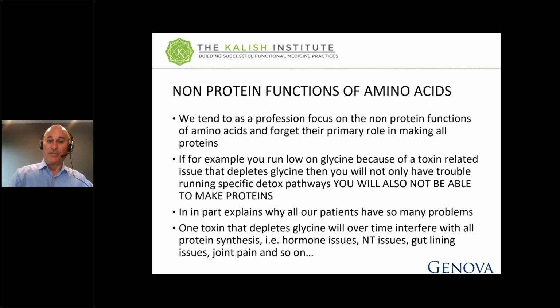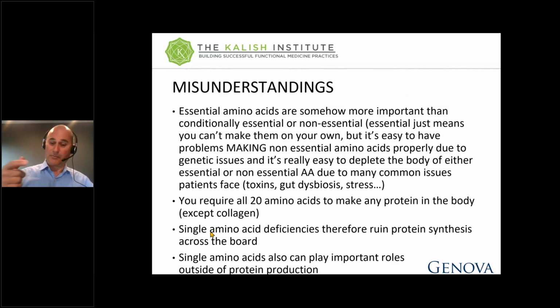And so then that one deficient amino acid, glycine or tryptophan or whatever it is, could over time interfere and cause problems with hormones, problems with insulin, problems with neurotransmitters, problems with the gut lining, problems with the joints, and so on and so on. That's why these nutrients are so central, because once the process gets in place and the deficiency develops, the ramifications can be quite profound, systems wide, across systems. Okay, and I've kind of said that already.